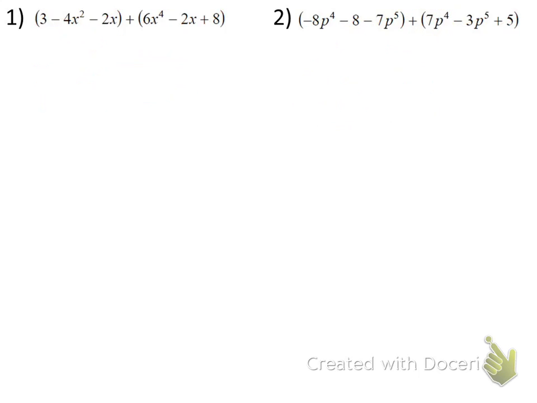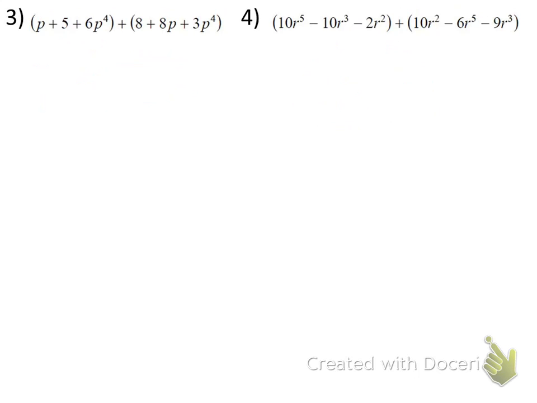Okay, number 3. I think you can do this one on your own. Here we go. Number 3. Let's start with P. We have a trinomial plus another trinomial, or polynomial. Okay, so P. What can we combine P with? 8P. Okay, so P plus 8P is? 9P. Okay. Cross P and 8P out.